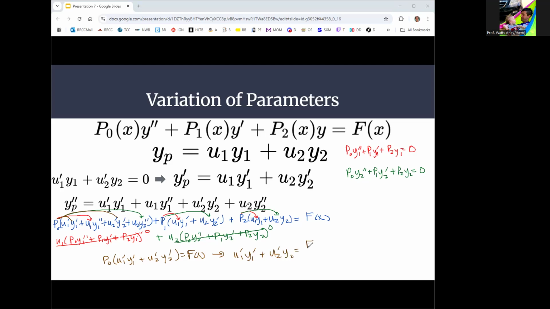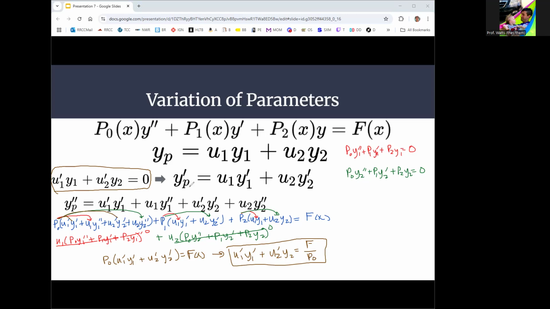Remember, in a specific problem, we know f of x, we know P0, P1, P2, and we would know y1 and y2. We're just trying to find u1 and u2. So this ends up being the second formula. The variation of parameters method starts off with the idea that the particular solution is u1 y1 plus u2 y2. But at its core, it's solving this system of equations for u1 prime and u2 prime.